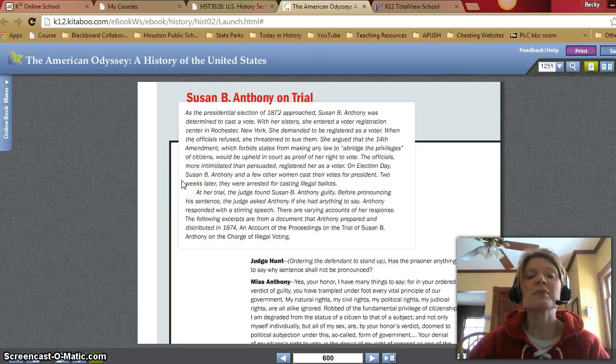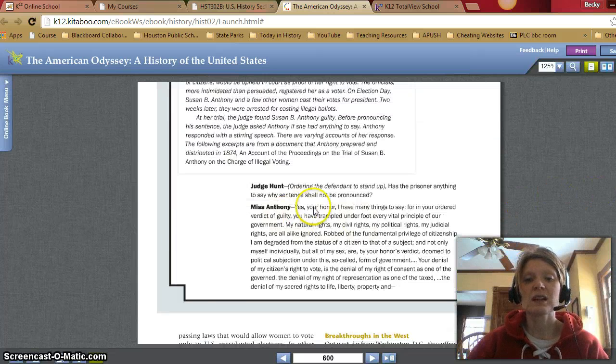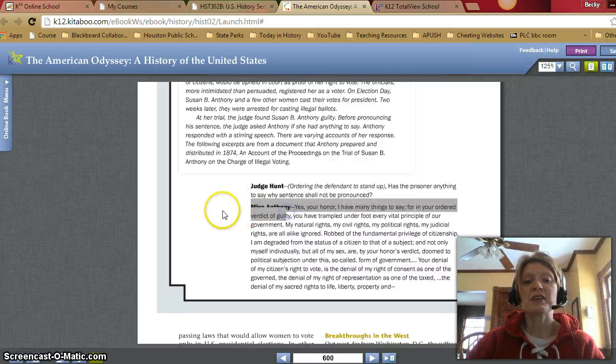On election day, Susan B. Anthony and a few other women cast their votes for president. Two weeks later, they were arrested for casting illegal ballots. At her trial, the judge found Susan B. Anthony guilty. Before pronouncing the sentence, the judge asked Anthony if she had anything to say. Anthony responded with a stirring speech. There are varying accounts of her response. The following excerpts are from a document that Anthony prepared and distributed in 1874, an account of the proceedings on the trial of Susan B. Anthony and the charge of illegal voting. And I'm just going to read Miss Anthony's section.